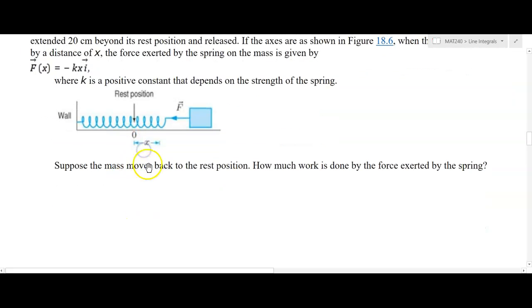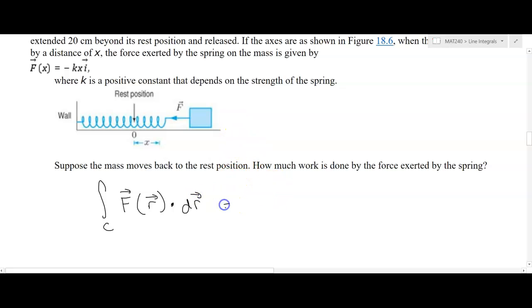Suppose the mass moves back to the rest position. How much work is done by the force exerted by the spring? I know that to compute this, it is a line integral, because it's the dot product of force and displacement along our oriented curve. Notice that this force is only a function of x, but I'm going to write it as a function of our position vector, dotted with our displacement vector.